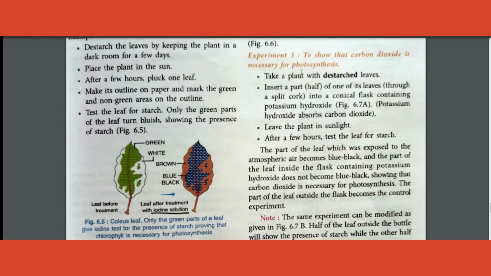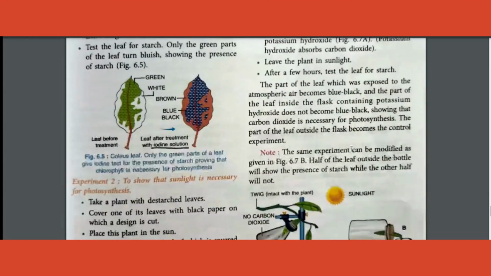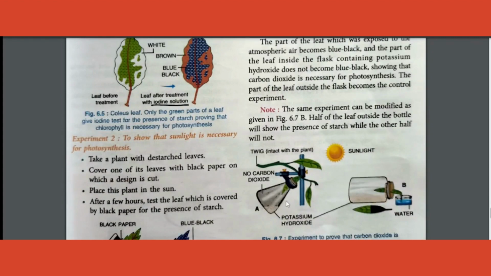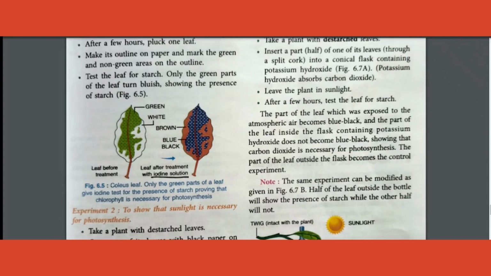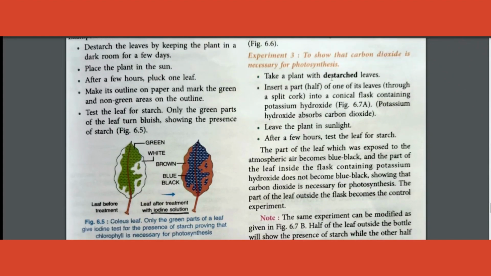In experiment number 3, what are we trying to show? We are trying to show that carbon dioxide is required for photosynthesis. We know that carbon dioxide and water vapor are very much required, or they are the raw materials for photosynthesis. Okay, so how to prove that? For that, we should have a situation where one part of the leaf is not getting any carbon dioxide and the other part is getting the carbon dioxide. Okay, so how to create that? First foremost step, we are de-starching the entire plant. That is, we are de-starching the leaf, keeping it in darkness.